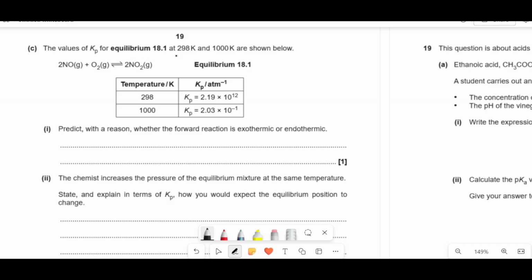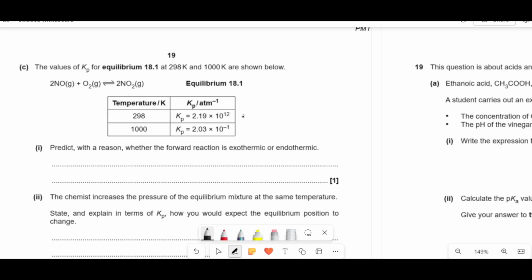So the value of Kp at 298,000 Kelvin is shown below. So then it says here's the temperature, here's that, right? So let's have a look at what's happening. Here you can see the temperature is lower but Kp is higher. Here they've increased the temperature, and we get a lower Kp.